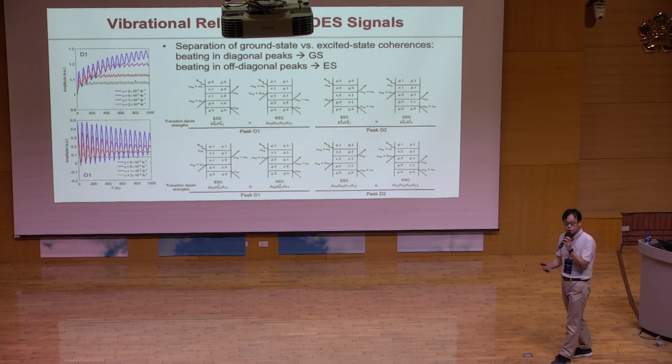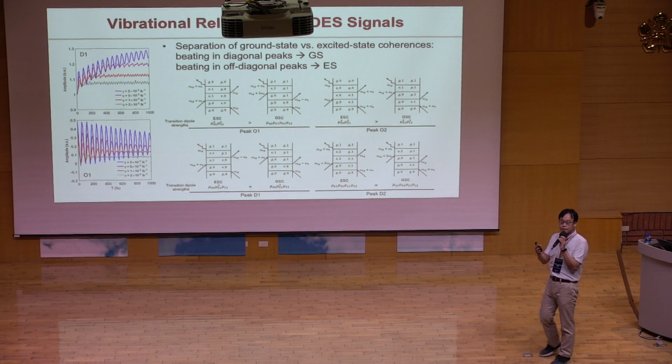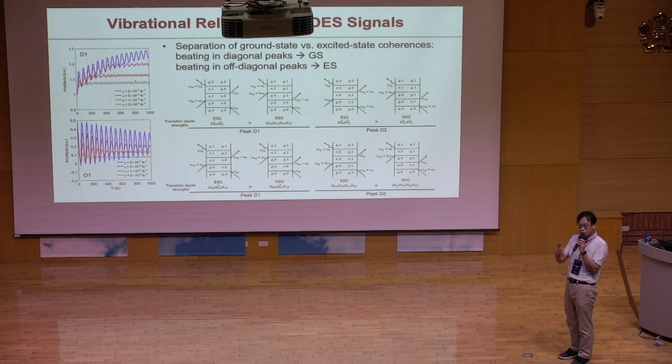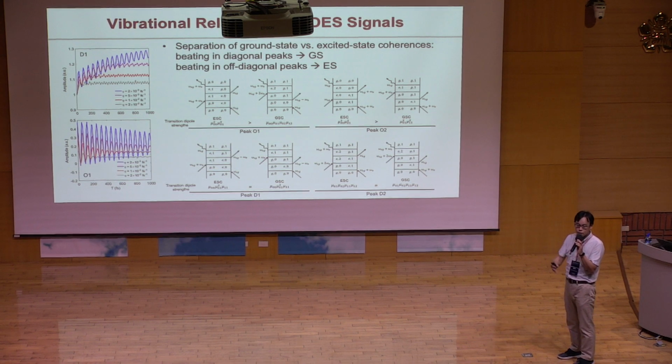So basically, our prediction is that by looking at cross peak and diagonal peak phase quantum beating signals, you can look specifically at vibrational coherence in the ground state or in the excited state, and that's something that you cannot clearly distinguish using conventional pump-probe experiments.